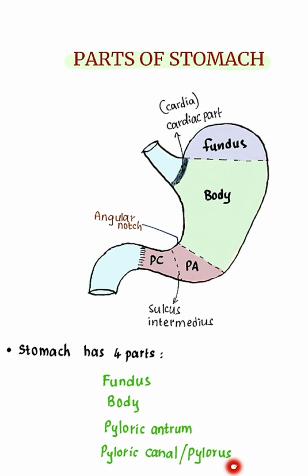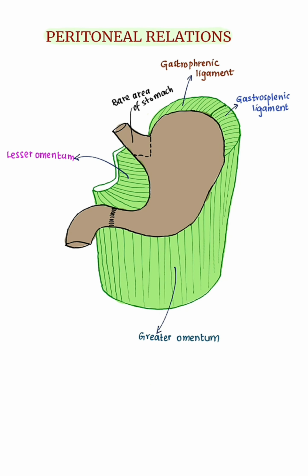Pyloric canal, also known as the pylorus. It is 1 to 2 centimeters long. It is a narrow, tubular part. It is continuous with the duodenum.